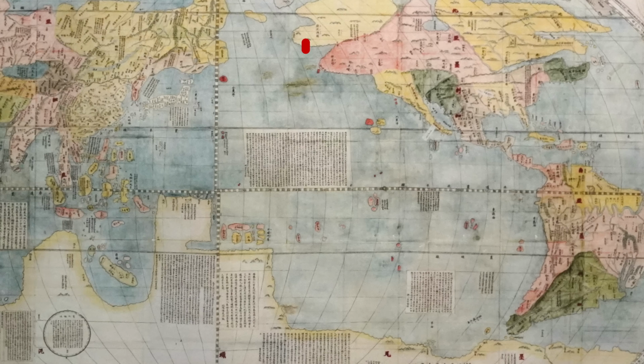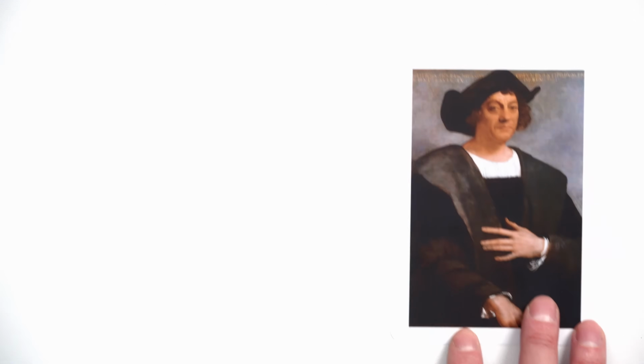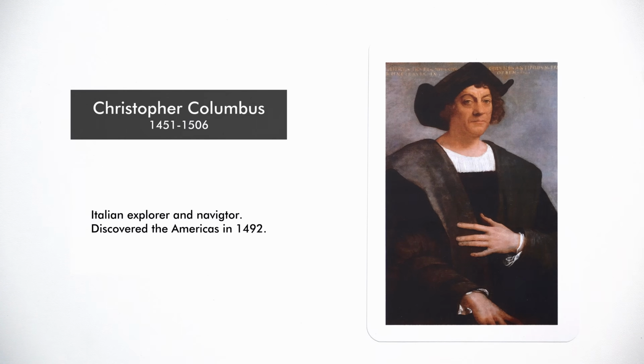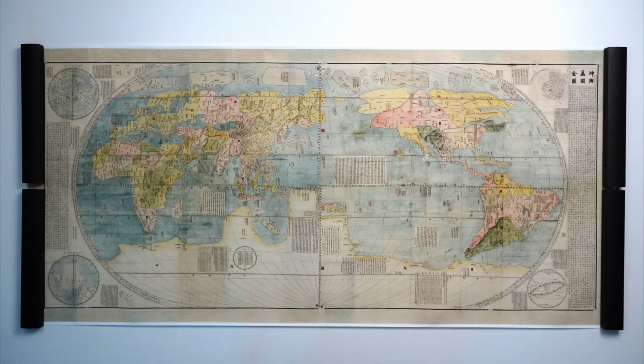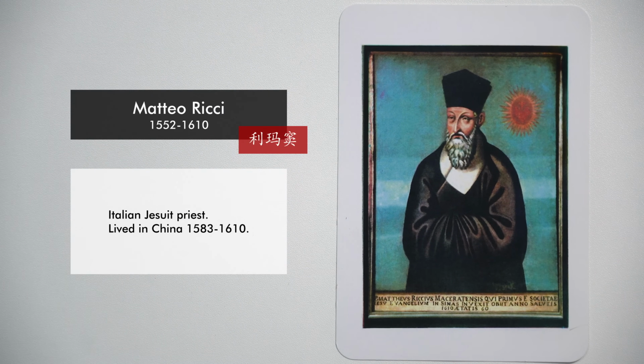What's really important about this map is that it's the first Chinese map to show the Americas, here on the right-hand side. Christopher Columbus discovered America in 1492, but it wasn't until this map was made, over 100 years later, that the Chinese learnt about the Americas. This map was created by Matteo Ricci, an Italian Jesuit priest who lived in China between 1583 and 1610.